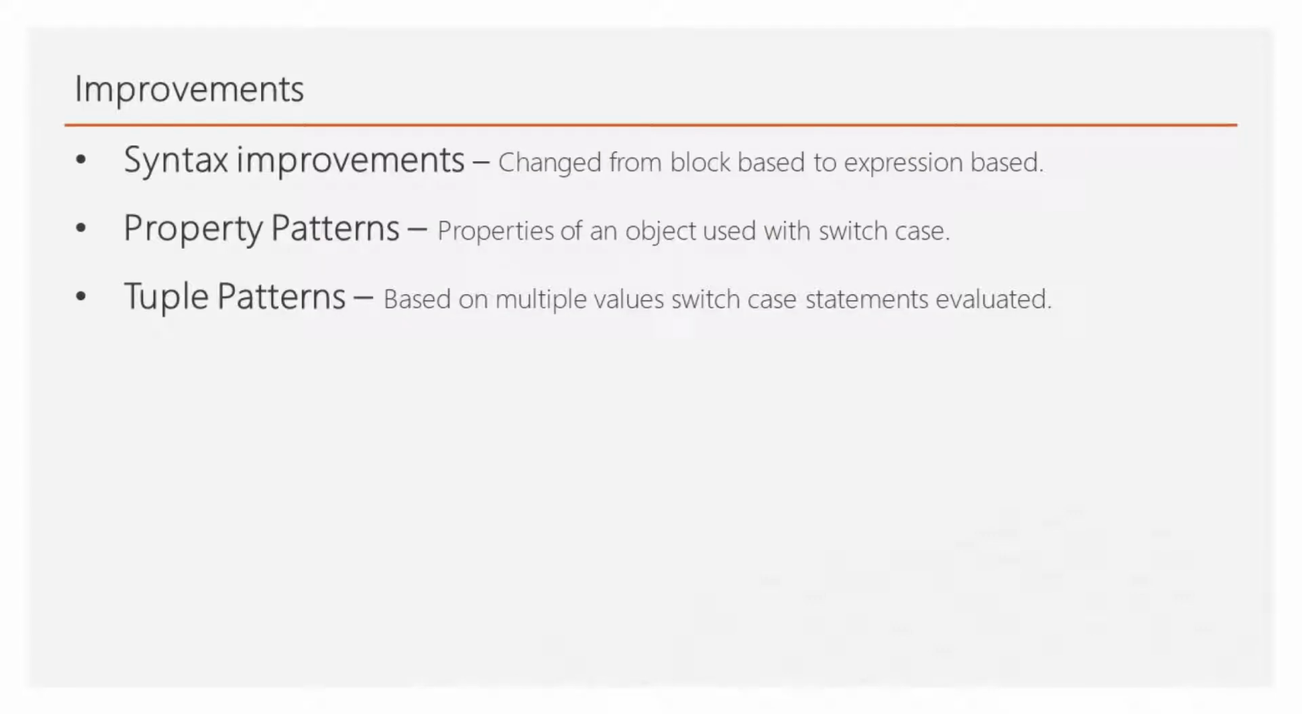The next is property pattern. In the property pattern, suppose you have an object and that object has many properties, but you want to write a switch case for any one property. In that case, you can go for property pattern switch case. Next one is tuple based switch case.